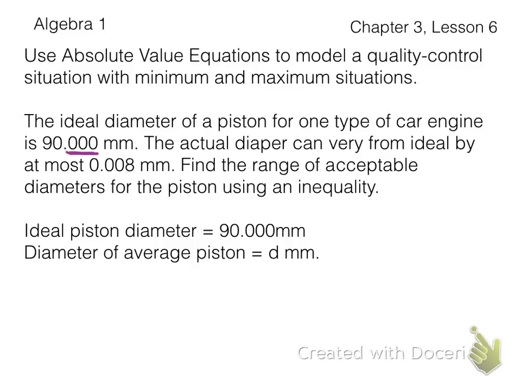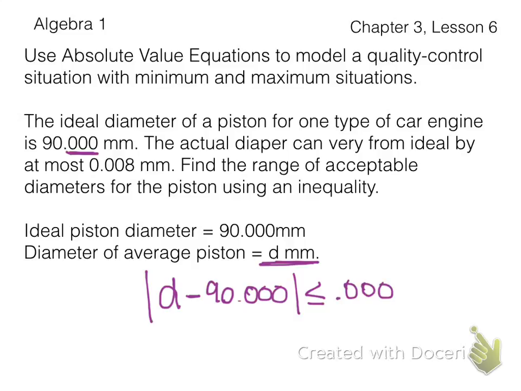All right, find the range of acceptable diameters for the pistons using an inequality. So what we're going to do is we know that we have the diameter of an average piston. Let's say we could go measure any piston we want, and we're going to get the diameter D. Now, if we subtract the ideal, we're going to get how far off it is. How far is this average piston from the ideal amount? And so if we take the absolute value, either plus or minus, this needs to be less than or equal to 0.008 millimeters.